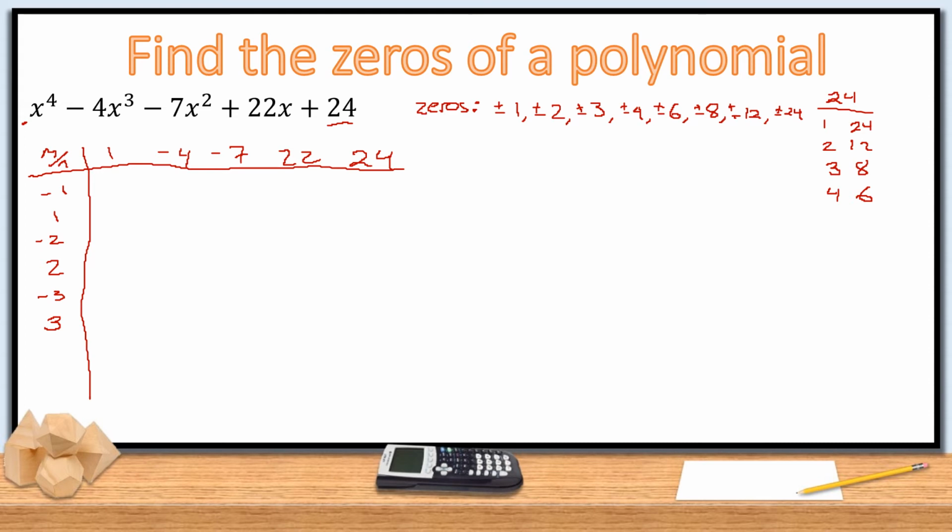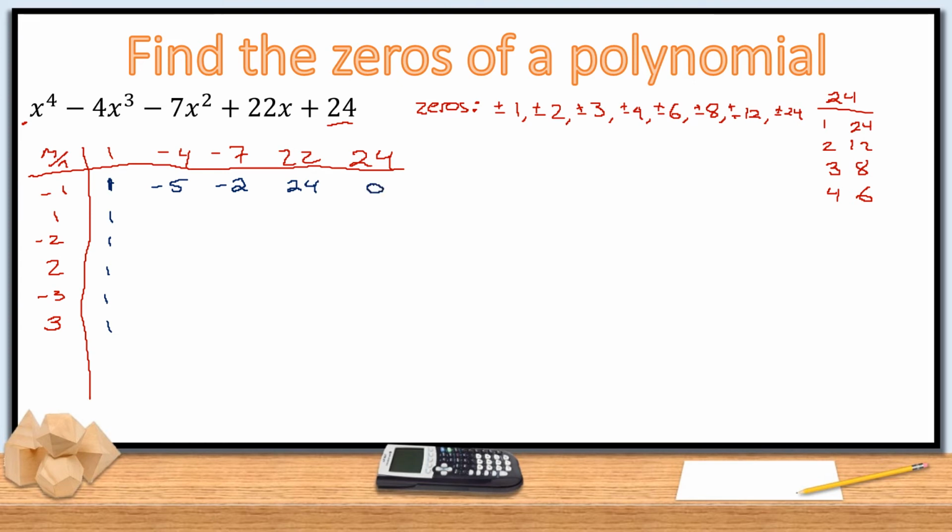All right, so as always, the first number is going to come straight down. So 1 is going to be the same for all of these. We've got 1 times negative 1, so times the synthetic divisor. So 1 times negative 1 is minus 1, minus another 4 is minus 5. Minus 5 times minus 1 is positive 5. Minus 7 plus 5 is minus 2. Minus 2 times minus 1 is positive 2. So 22 plus 2 is 24. And 24 times minus 1 is minus 24.